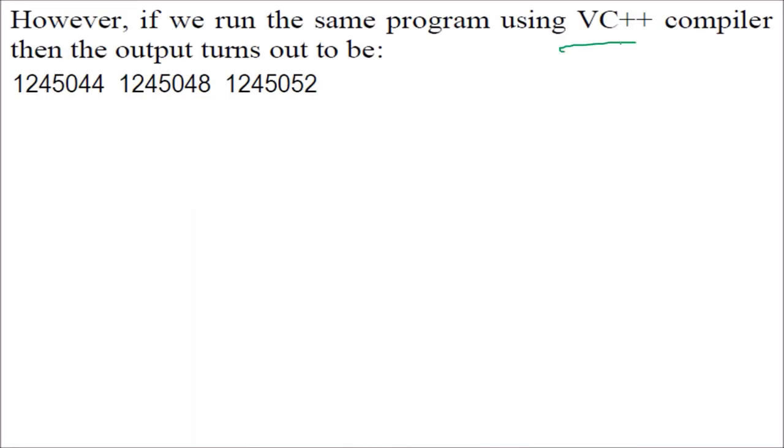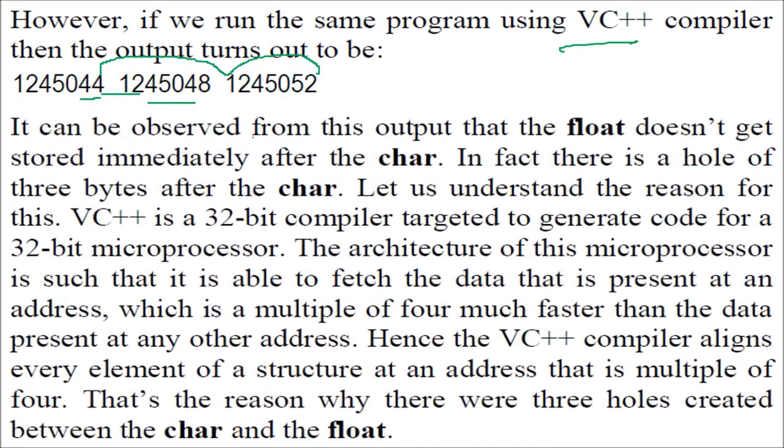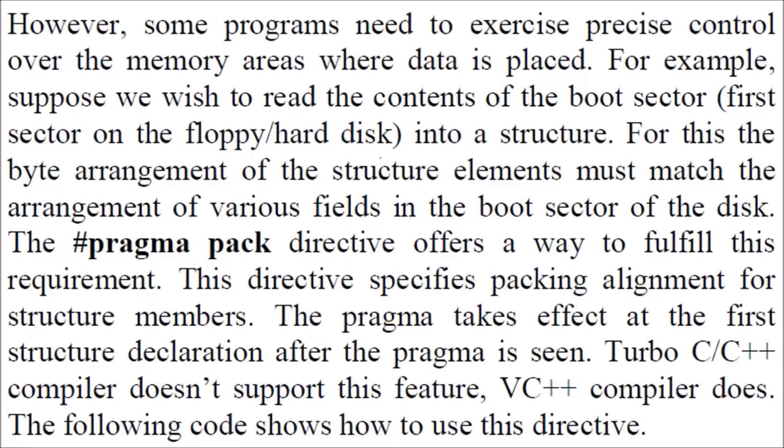But when you run it in VC++, you will find that it will be 44, 48 and 52. So you see that there is a gap between the addresses. Why? Because C or Turbo C, C++ compiler uses 16-bit. VC++ code is meant for a 32-bit processor, and because of this there are gaps, because it is dealing with 32 bits. For that we have Pragma Pack.